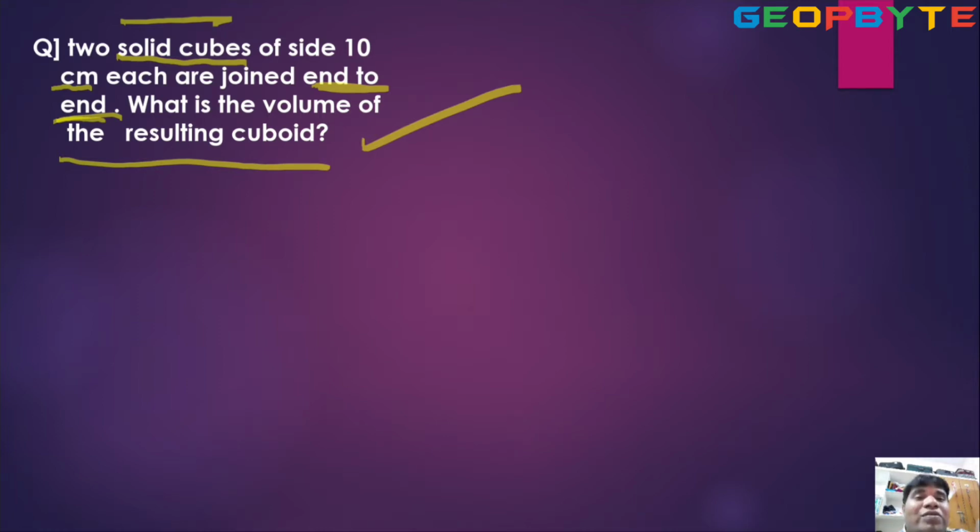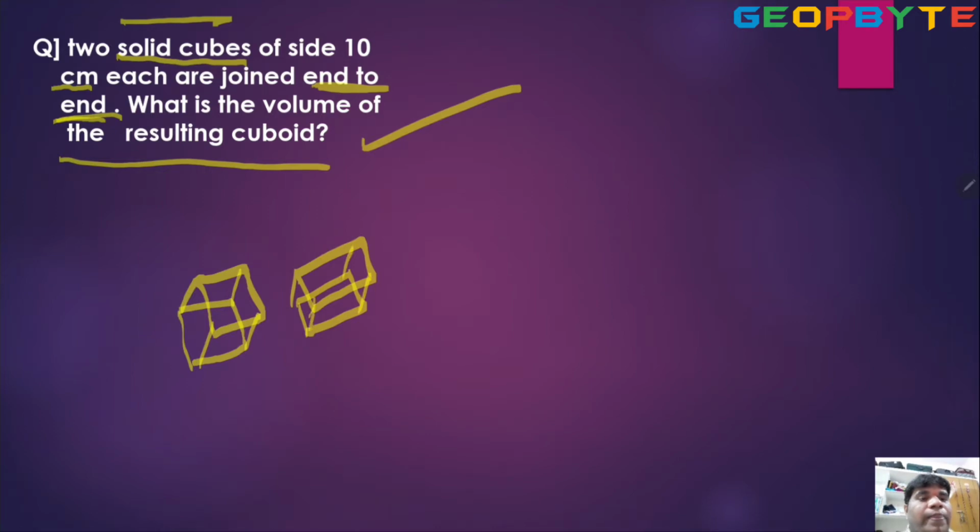Again, observe. This is one cube. These two cubes are joined end to end. So for our convenience, I write like this. This is one cube, 10. Length, breadth, height, everything is the same because a cube has all sides equal. This is cube 1.